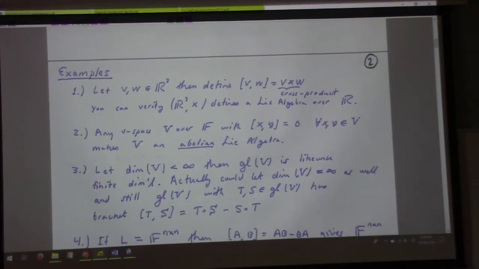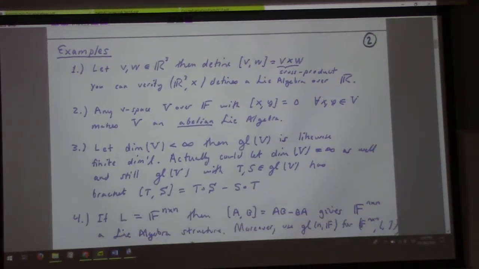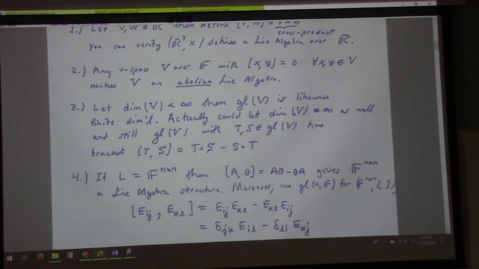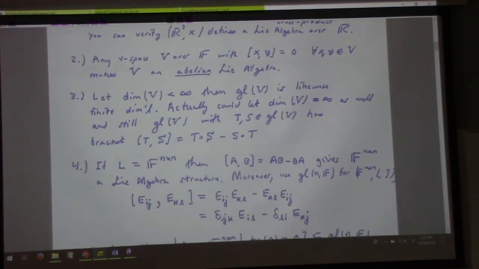Oftentimes called the commutator bracket. The reason that's called the commutator bracket is kind of simple. If it's 0, that means the transformations or the matrices commute, right? Likewise, n by n matrices is a Lie algebra. With respect to the commutator bracket, you can show that that satisfies the Jacobi identity.